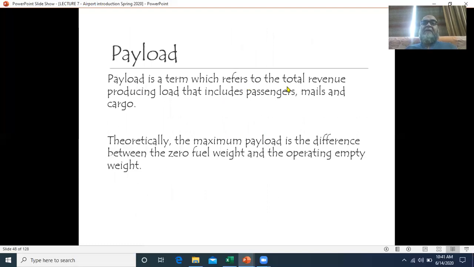Payload is a term that refers to the total revenue producing load that includes passengers, mail, and cargo. Theoretically, the maximum payload is the difference between the zero fuel weight and the operating empty weight.